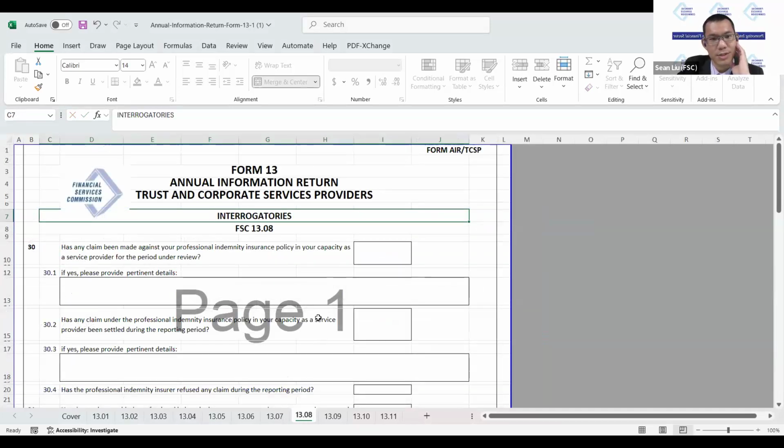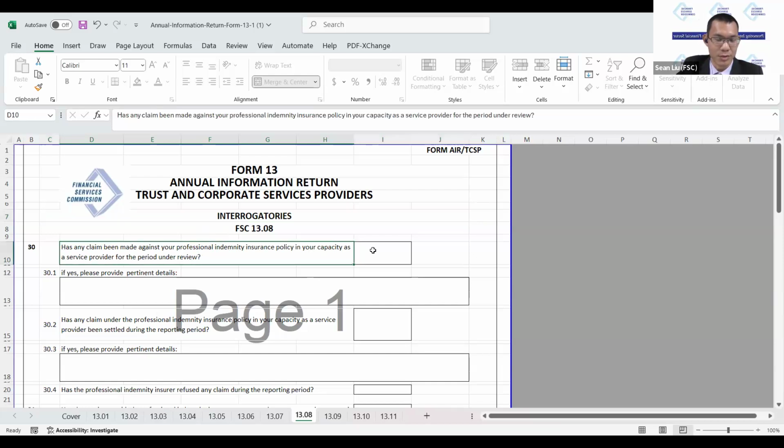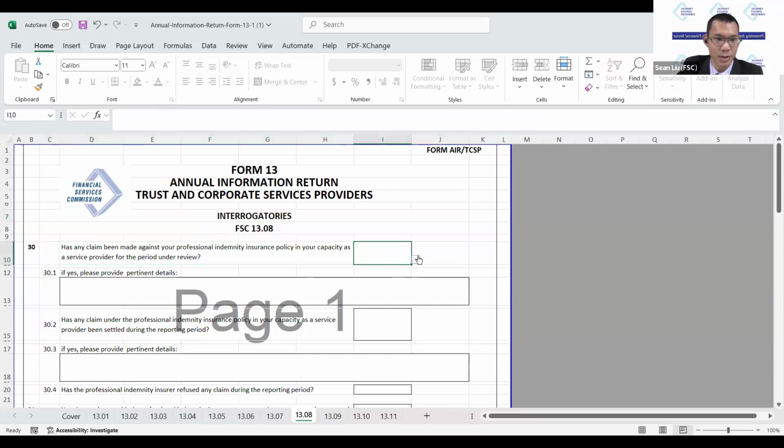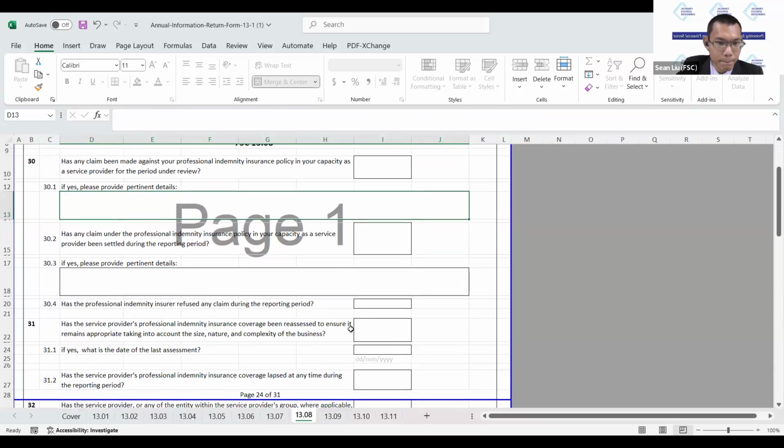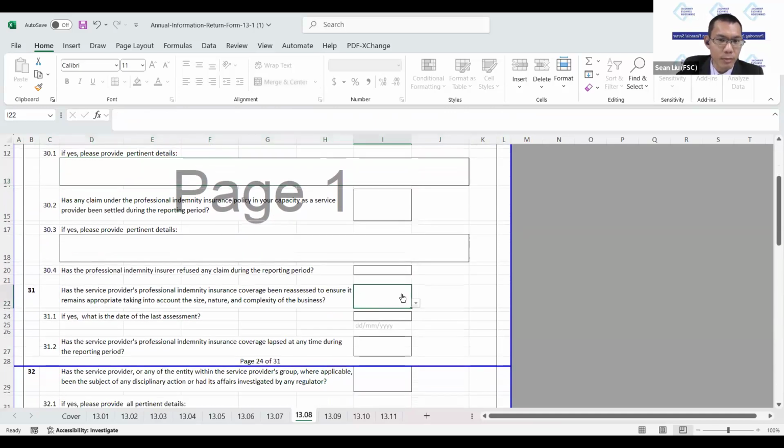Moving on to sheet 1308. This is the interrogatory sheet. The sheet just contains additional interrogatories in connection with other regulations and stipulations set out by the TCSP Act and regulations. For example, we will ask about your PII, whether there have been any claims made against it, to provide details. Of course, we ask whether or not it's adequate.